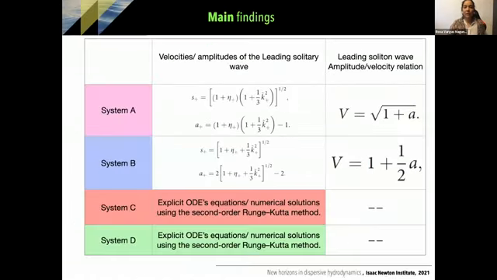So in this table, I am putting together the formulas we got for the velocities and amplitudes of the leading solitary wave, given that we have the relation between velocity and amplitude for this system. And I am pointing out that the ordinary differential matching equations for systems C and D have been solved numerically using a second order Runge-Kutta method.